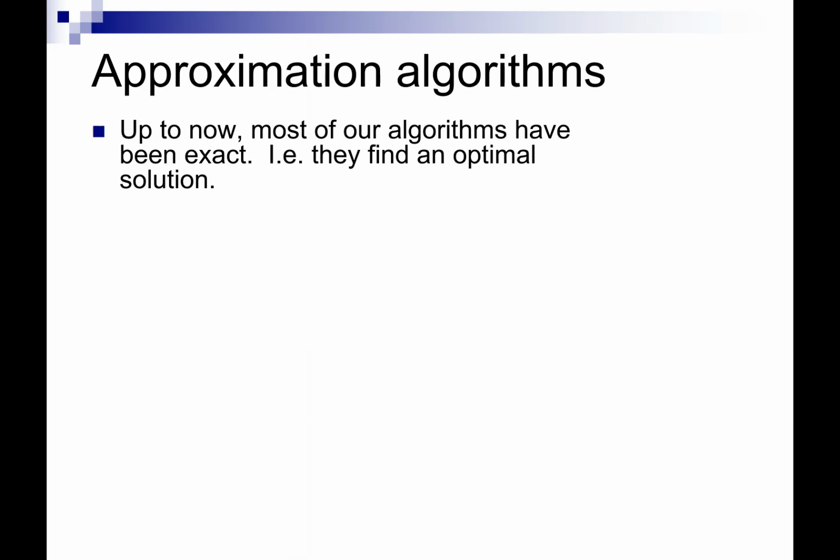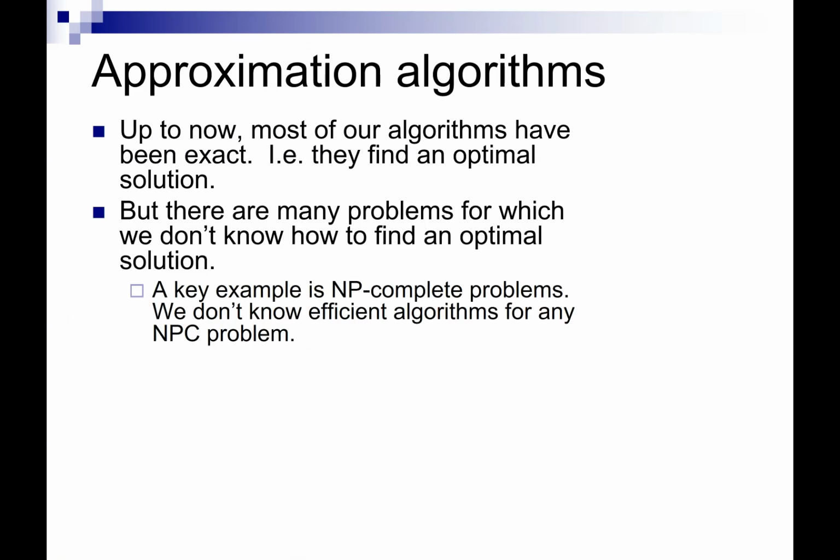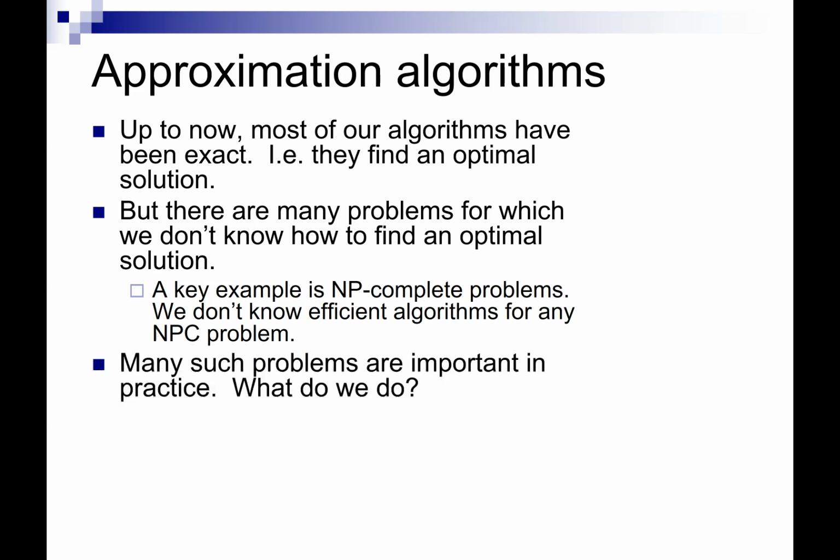So first of all, let me introduce approximation algorithms. Up to now, most of our algorithms have been exact algorithms, meaning that they find an optimal solution to a problem. However, we know that there are many problems for which we cannot find an optimal solution, for example, NP-complete problems. We cannot find optimal solutions to NP-complete problems, as far as we know.